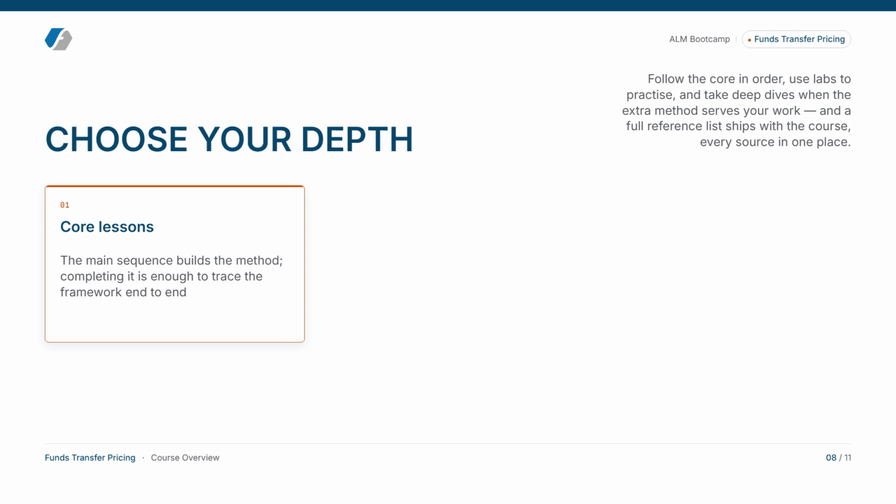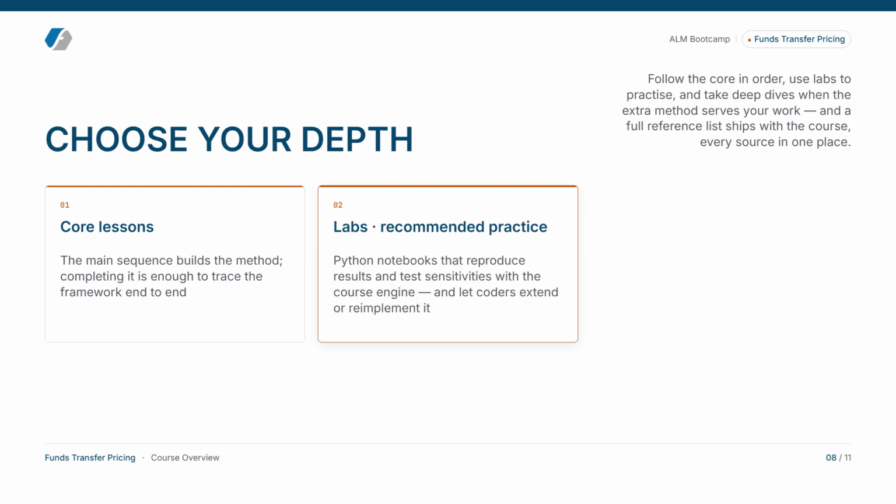Core lessons are the main route. Follow them in order, and completing them is enough to trace the framework from inputs through pricing and governance. Labs are recommended practice. They are Python notebooks that use the course engine to reproduce results and change assumptions, so you can see which outputs respond and extend or re-implement the engine yourself. They matter most if you implement or validate models.